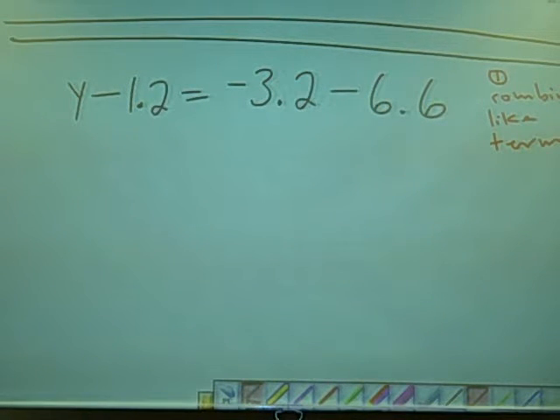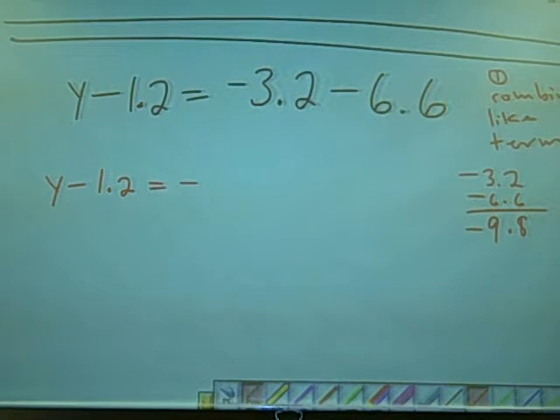Okay, so we got a negative 3.2 and a negative 6.6. The signs are the same, so what are we doing here? Adding negatives, right? So we're adding negatives, so that's going to be 2 and 6 is 8. And 3 and 6 is 9. And so that's a negative 9.8. Okay, so here we have y minus 1.2 equals a negative 9.8.